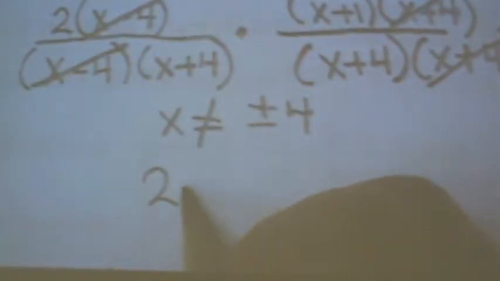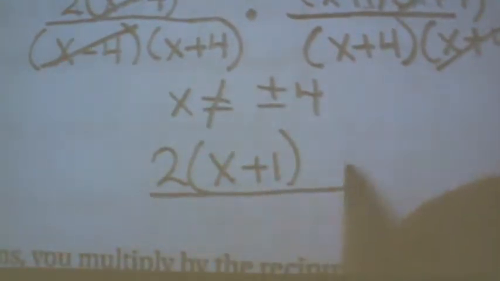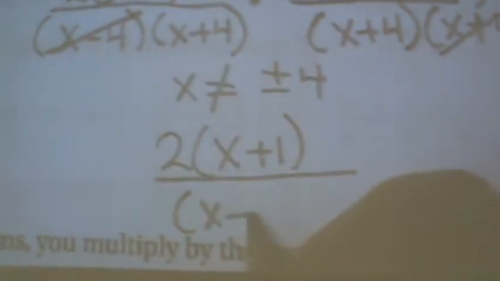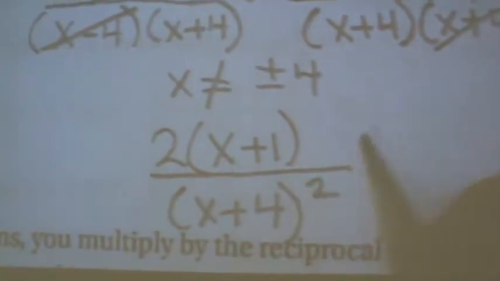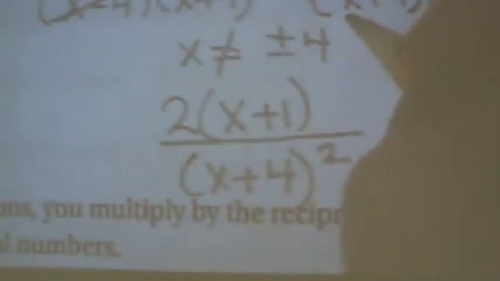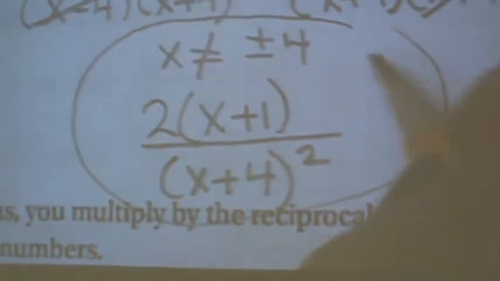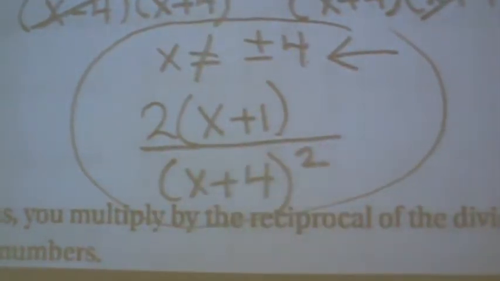So what's left? Let's pick up everything that's left over. What's this number? Plus 2, what's this? x plus... And what's left on the bottom? Can I shorten x plus 4 times x plus 4? Squared. Yeah, good. So that's your answer. No more work, that's it. This is your answer. They're asking you to state the restrictions, you did that, and simplify it, you did that.